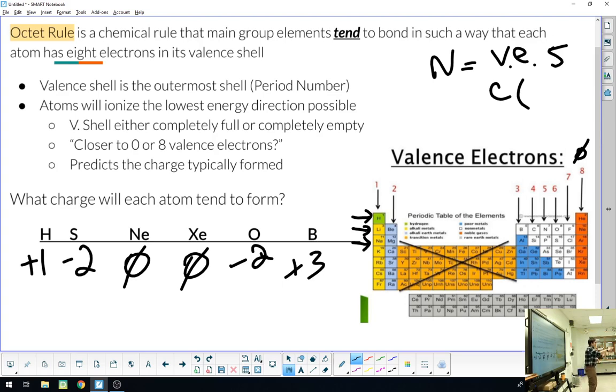Never mind. I know where your question's at, and I'm going to go there next, okay? But if it has 5, what charge would it like to make? 3? Close. Wait. If we have 5 valence electrons, we would prefer to gain 3. So it'd be -3. The charge it would form would be a -3 charge.